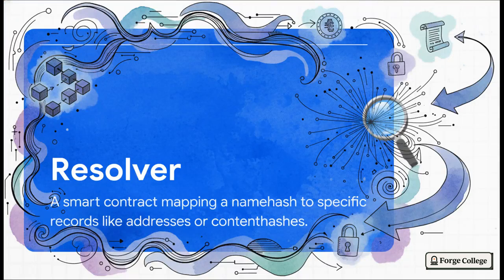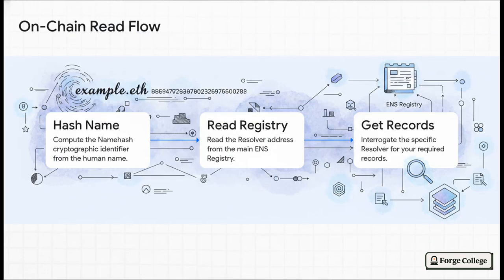So what exactly is a resolver? Simply put, it's a smart contract that maps a digital identifier known as a namehash to specific records. This could be cryptocurrency addresses, text metadata, or content hashes. Think of the resolver as your ultimate, unquestionable digital switchboard. Your contract's behavior completely depends on it. If your contract asks for an address and the resolver isn't built to provide one, the whole operation just halts right there. Let's walk through the exact on-chain path your code is going to follow.